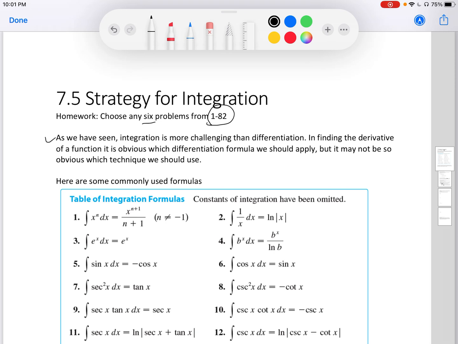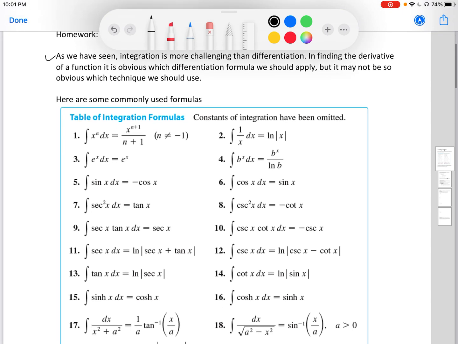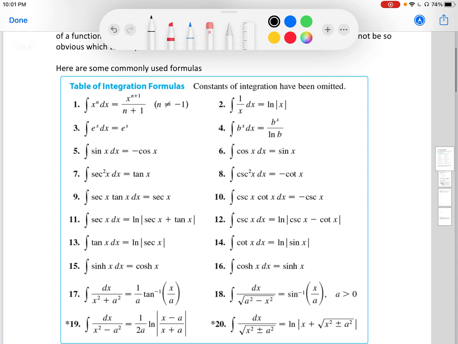As we have seen, integration is more challenging than differentiation. In finding the derivative of a function, it is obvious which differentiation formula we should apply, but it may not be so obvious which technique we use for integration. So this is a quick highlight of all the different integration problems that are probably the most common. Obviously, this is not all of them, but check out the back of your book. There you will have all of them for sure.